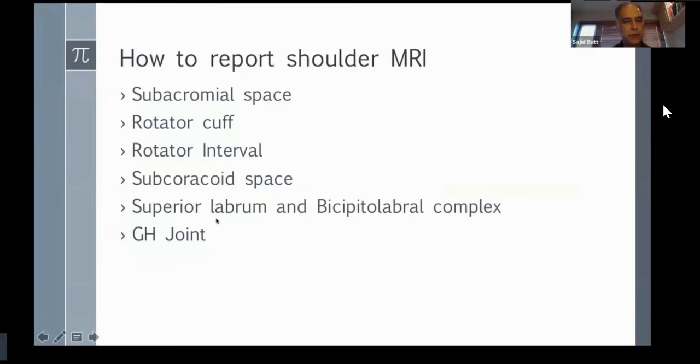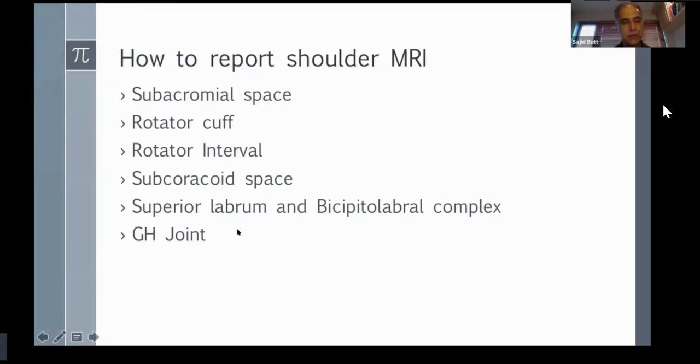Talking about the glenohumeral joint, because that's the important exam bit in terms of the labral morphology, normal and abnormal. Then I will talk about the rotator interval and the subcoracoid space. And then finally, the superior labrum and the biceps labral complex. So that will be the last bit.